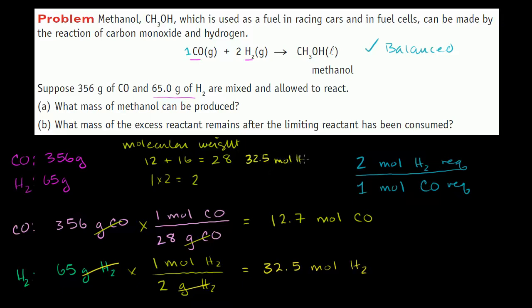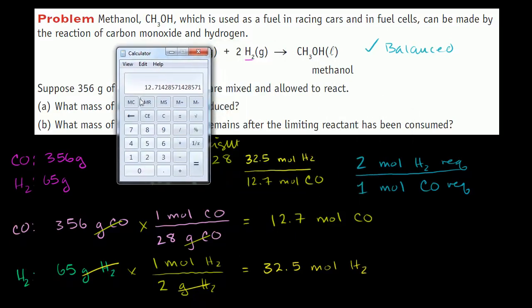Moles of hydrogen. And we're given 12.7 moles of carbon monoxide. So if we were to just divide this, what is this? I guess you could imagine dividing the numerator and the denominator by 12.7, or just divide 32.5 by 12.7.